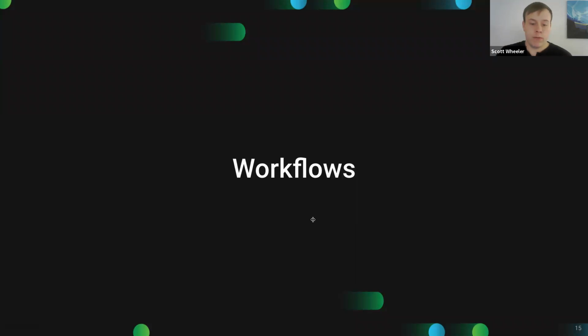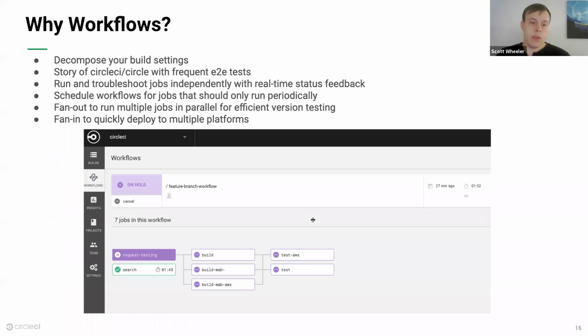Moving on to workflows. Why use workflows? Workflows allow you to decompose your build settings, create a story of the tests you run on CircleCI with frequent end-to-end tests, run and troubleshoot jobs independently with real-time status feedback, schedule workflows for jobs that should only be run periodically, fan out to run multiple jobs in parallel for efficient version testing, and fan in to quickly deploy to multiple platforms.